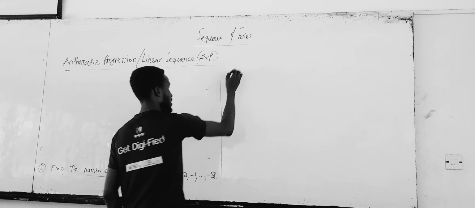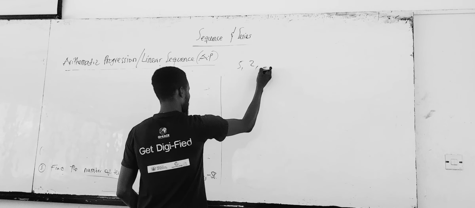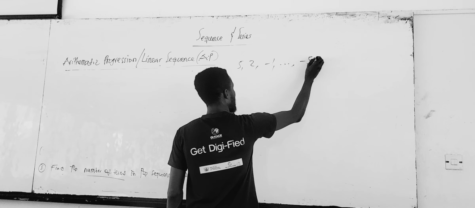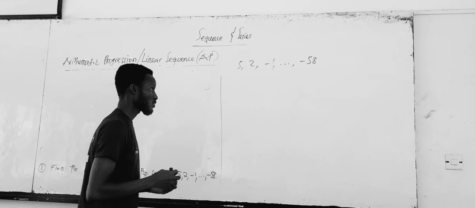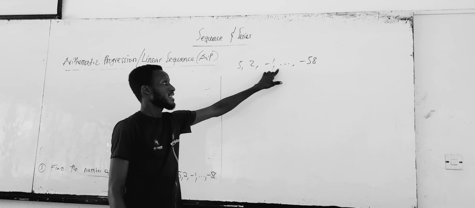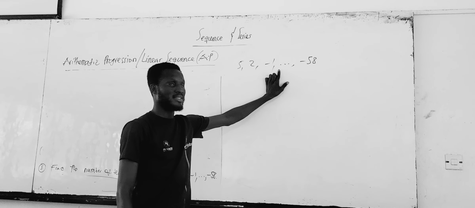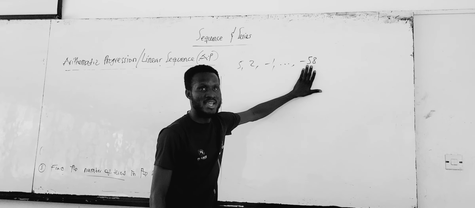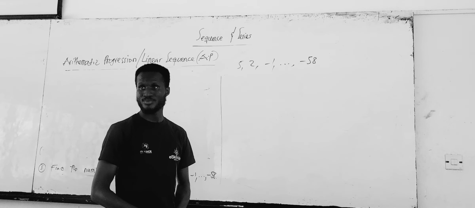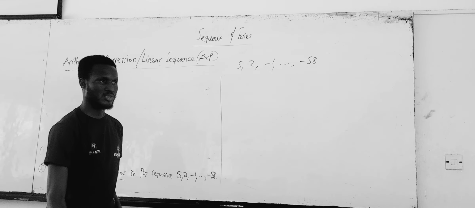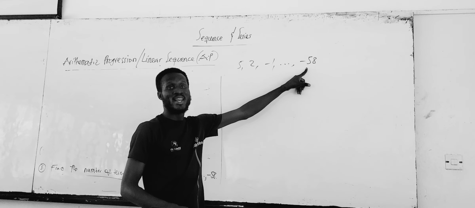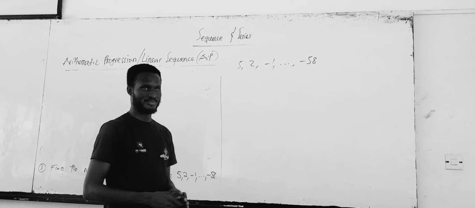Now let's look at the sequence. We have 5, 2, minus 1, and so on, up to minus 58. Now I hope you understand this one. The first term is 5. The second term is 2. The third term is minus 1. This one means there are more numbers up to the last number being minus 58. So this one is a finite sequence. This type of sequence is a finite sequence, and the last number is known. Don't forget, the last number, or the nth term, is known.